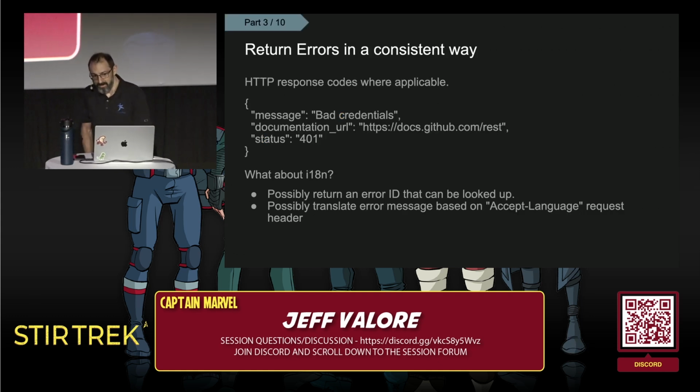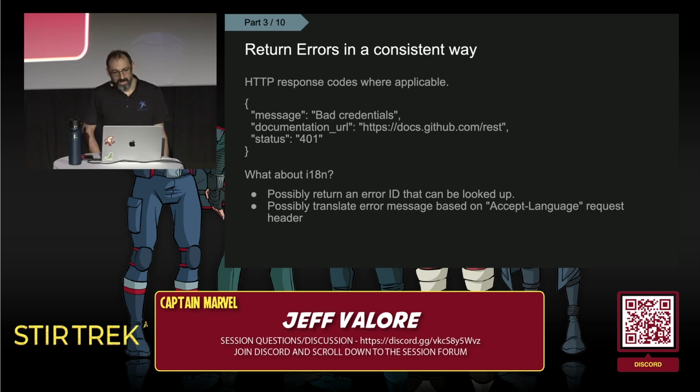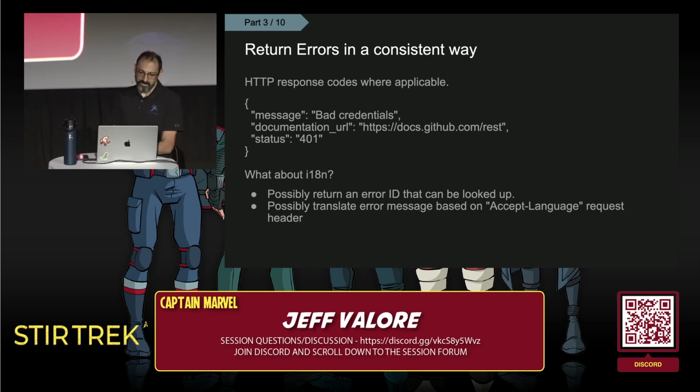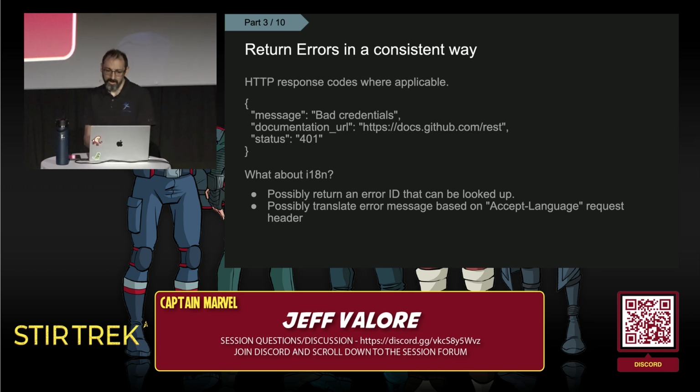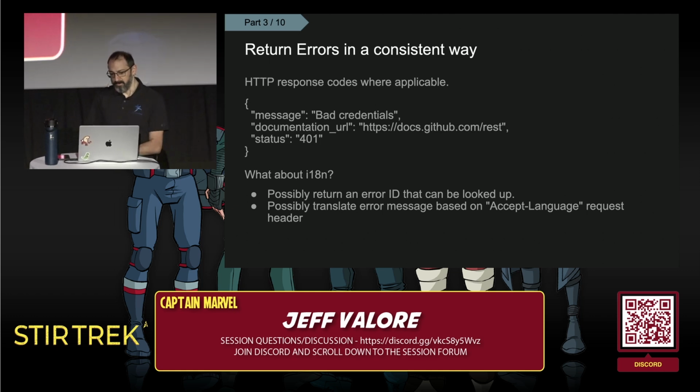Number 3 is to return errors in a consistent way. If we bounce back to the GitHub example, their response is actually pretty nice. We get a human readable string, we get a URL to their documentation, and an error status code, which happens to align with the HTTP status code, which is of course a good idea. There's already status codes defined, you could use them. This gives you a place then, instead of just relying on the HTTP response code, you could insert your own status codes if you wanted to define your own more granular errors.